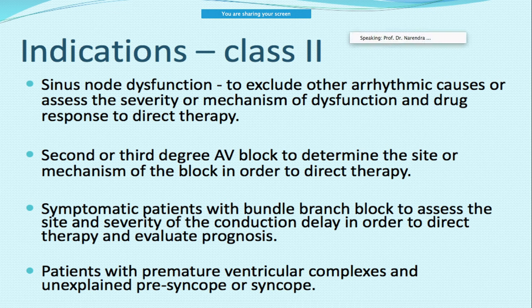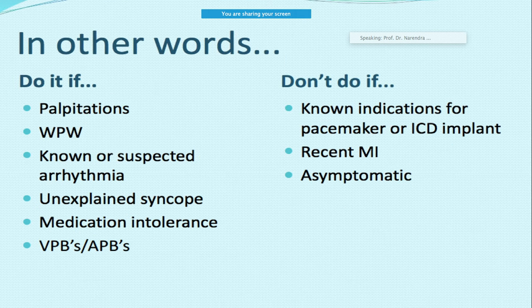Similarly, if there is a patient with bundle branch block who is symptomatic and you see conduction delay, and you want to evaluate or think about the therapy or even the prognosis. Similarly, if there is a patient with premature ventricular complexes and you don't know the reason for presyncope or syncope. In simple words, to summarize, if someone has an accessory pathway, an arrhythmia, unexplained syncope, medication intolerance, ventricular premature beats or palpitations, you must do an EP study.